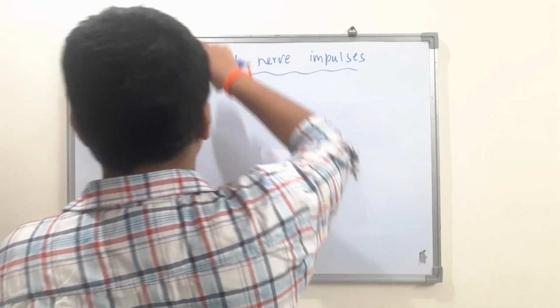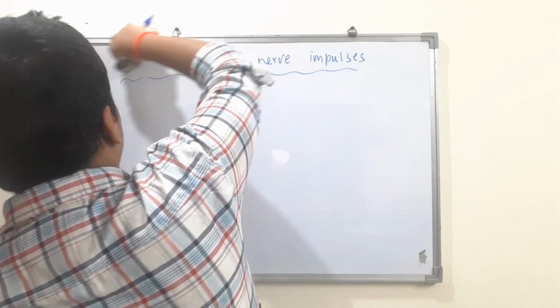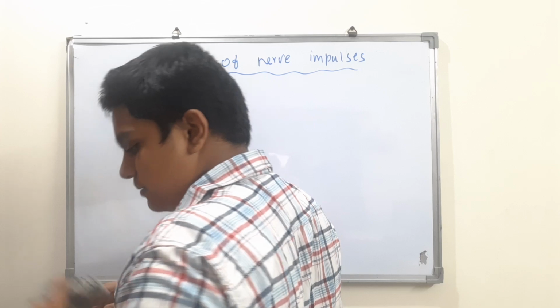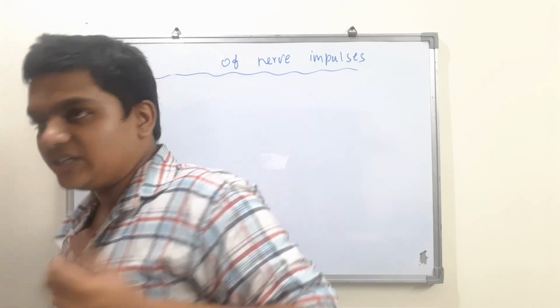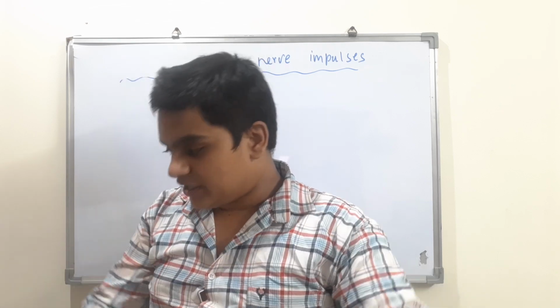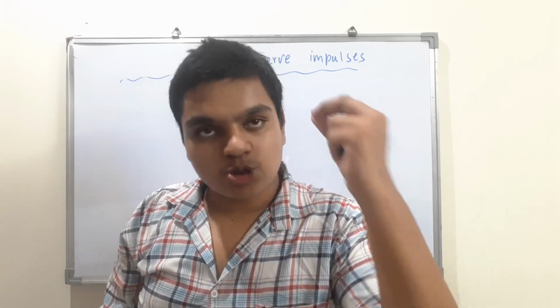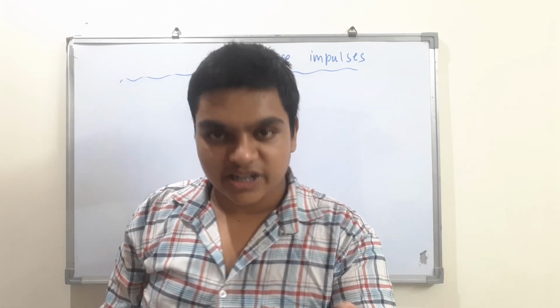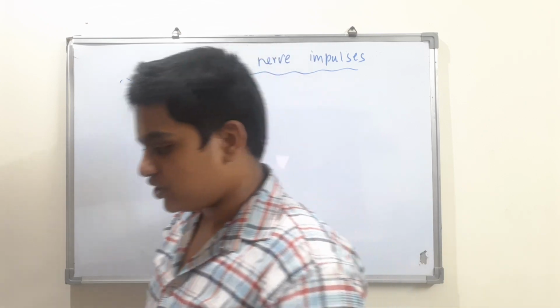Now generation is completed. We are talking about transmission. Now generation of the impulse is completed. There was a potential difference, so that is why nerve impulses are generated. After this generation, this potential difference is also termed as action potential.